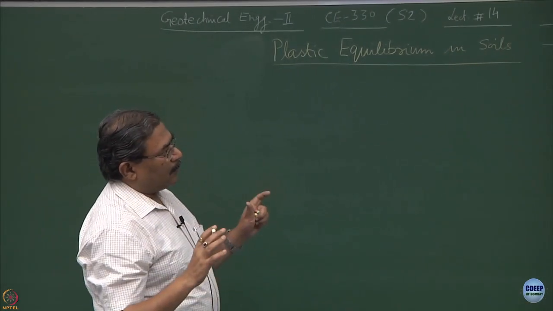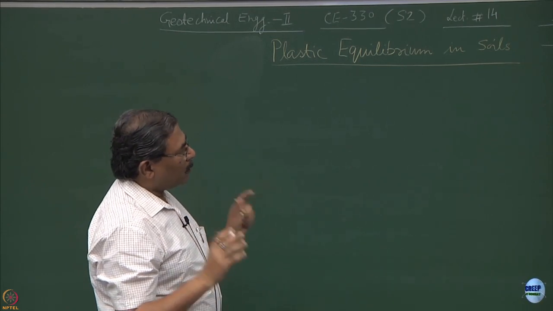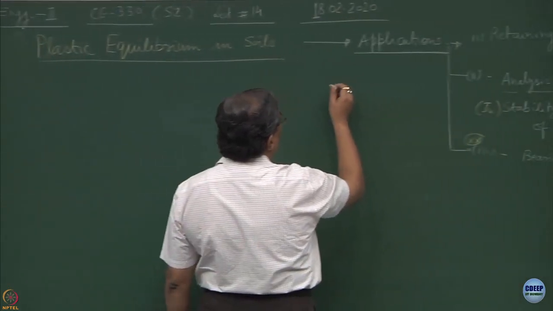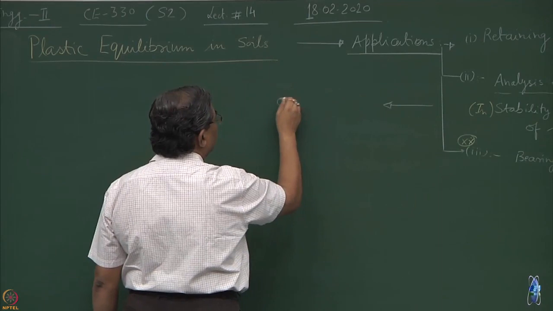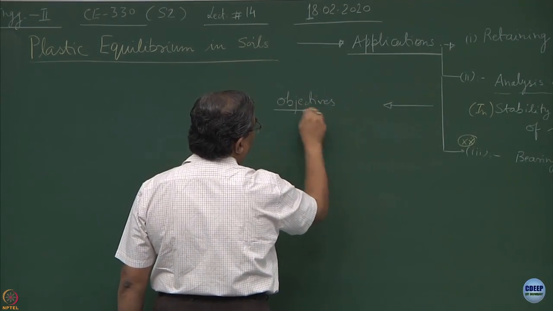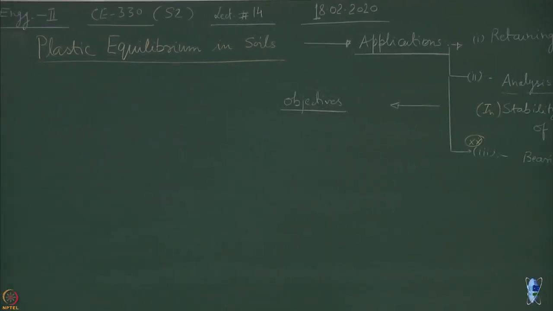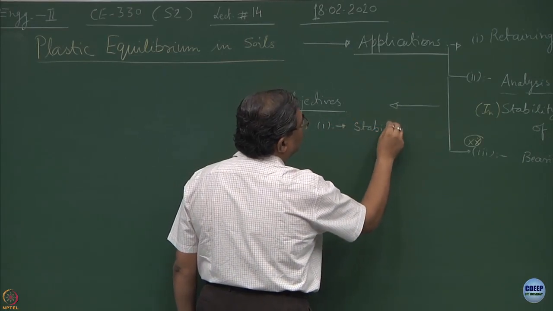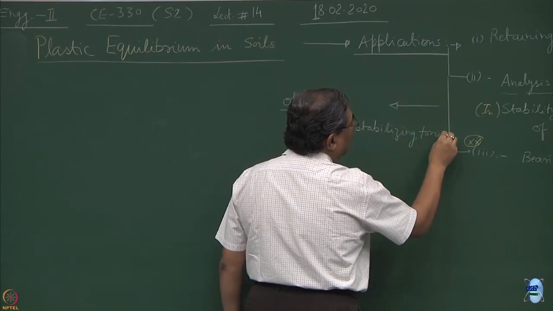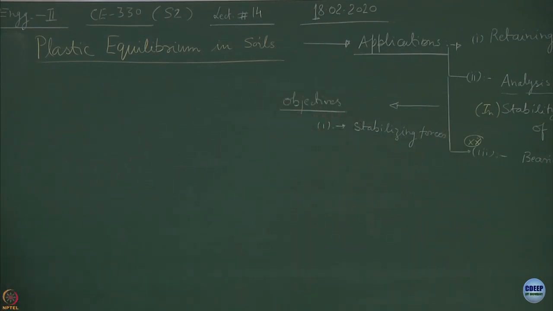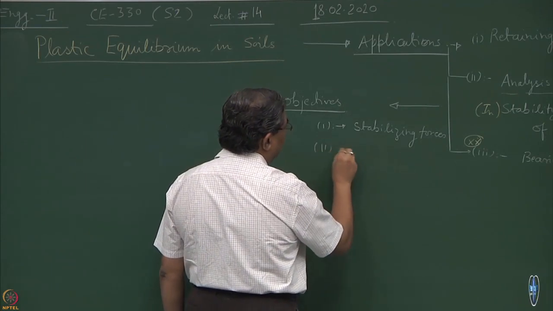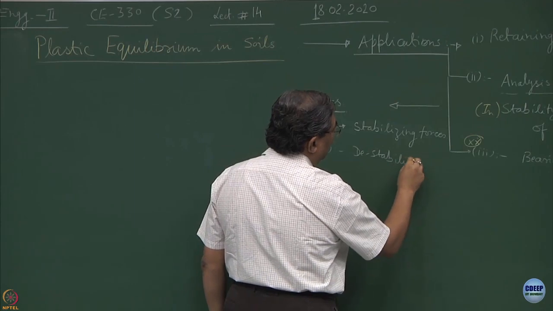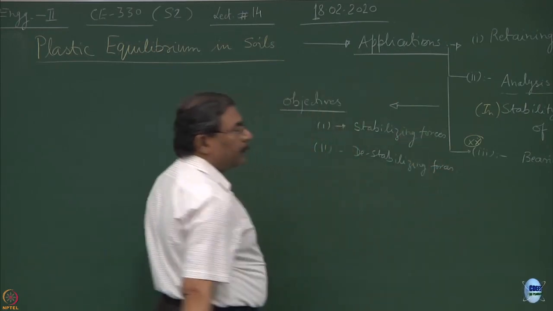However, one thing is common in all these problems, and what is common is that the objectives are common. And these objectives are, I want to find out what is the cause of failure and how this failure gets stopped. Clear? So that means what we call them as stabilizing forces. And the second is destabilizing forces. All right. So, this is the principal objective.